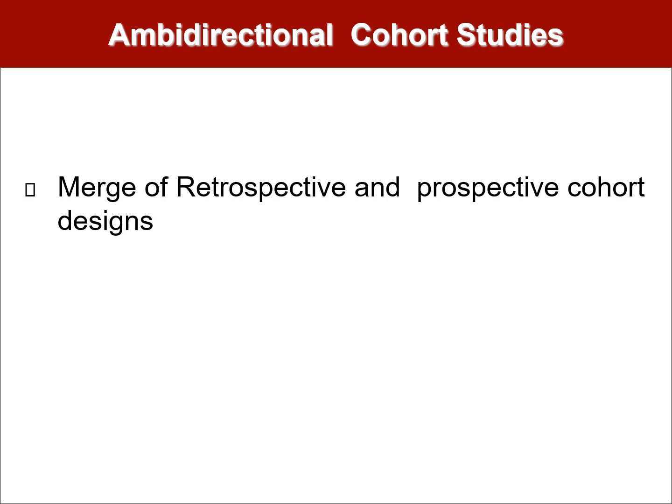Ambidirectional cohort studies are usually the instances where you combine retrospective and prospective cohort study designs together. This is not very frequently done, but there are instances where it actually happens. There are a few out there that you would run into, but most times what you would frequently see is the prospective cohort study design.